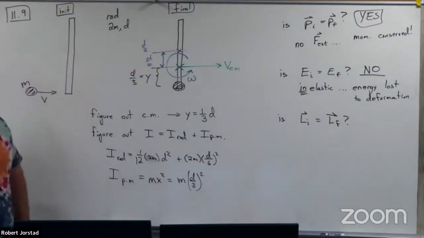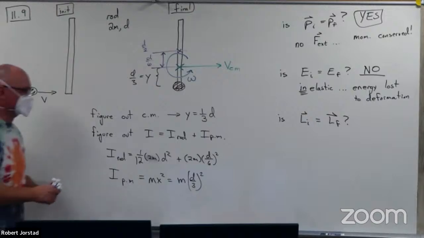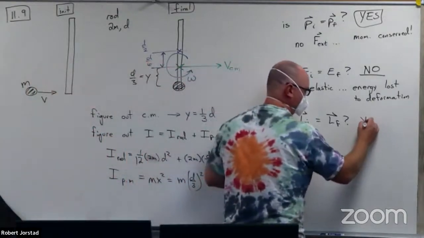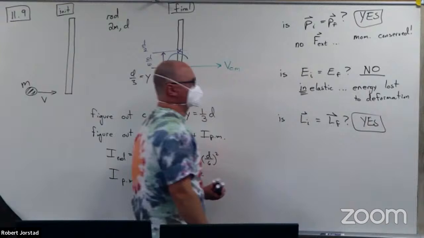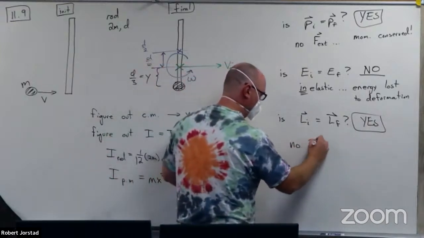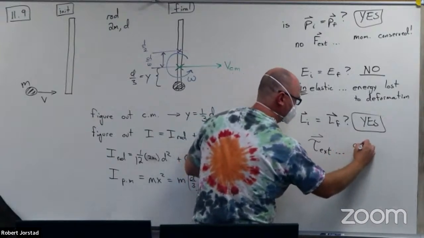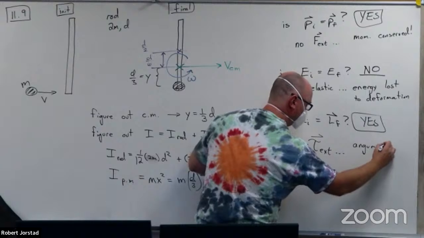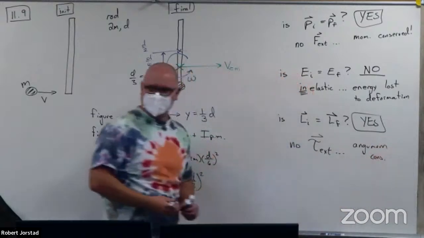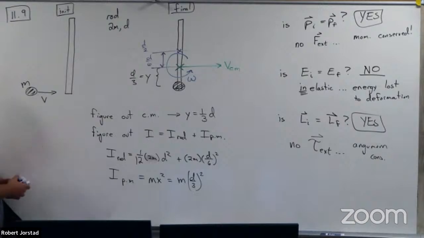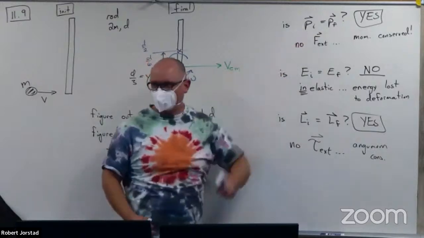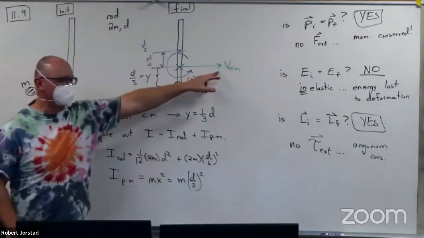Is angular momentum conserved here? What's your gut say? Yeah, we're in chapter 11. It's got to be. But what's a better way to say that? No external torque. So what do I write down? I need two more equations, right? I could say P initial equals P final. That's going to help me figure out velocity of the center mass.